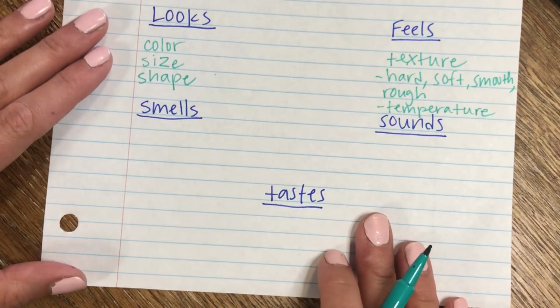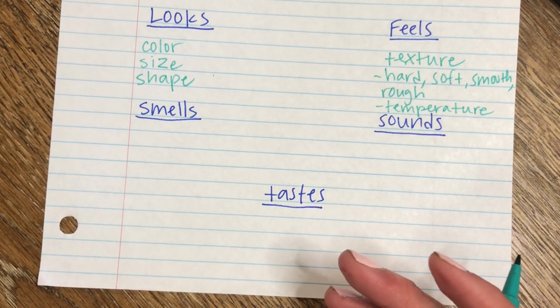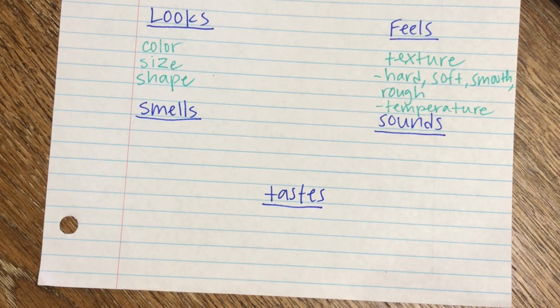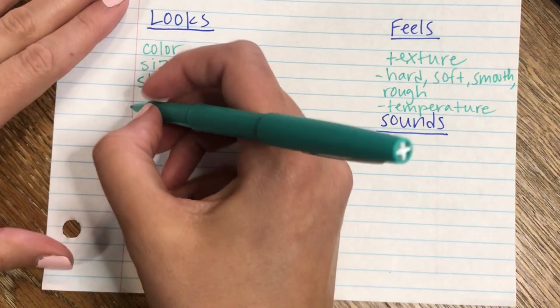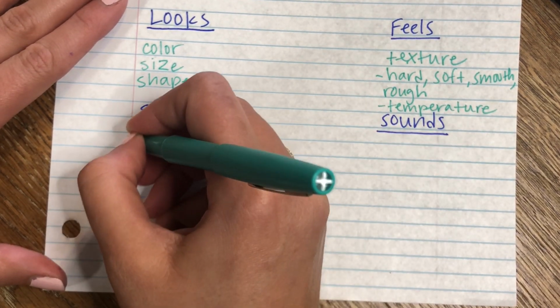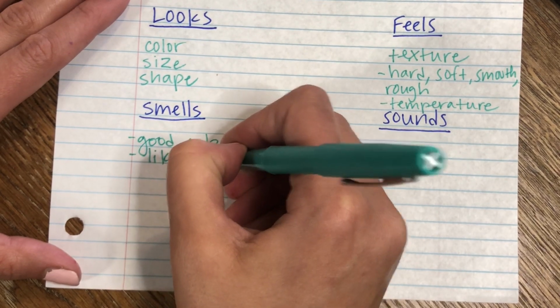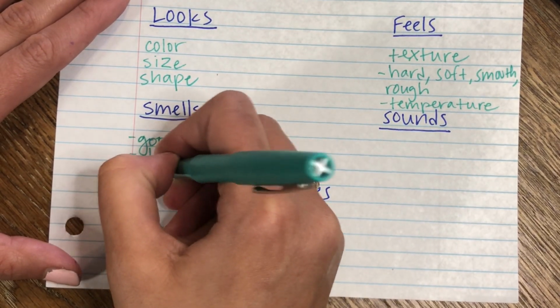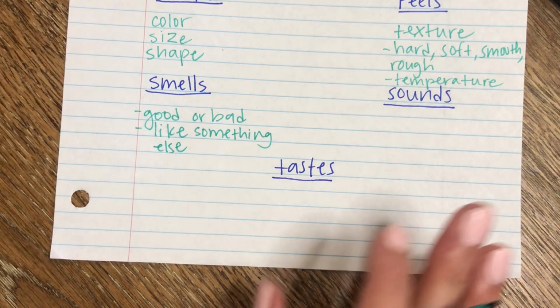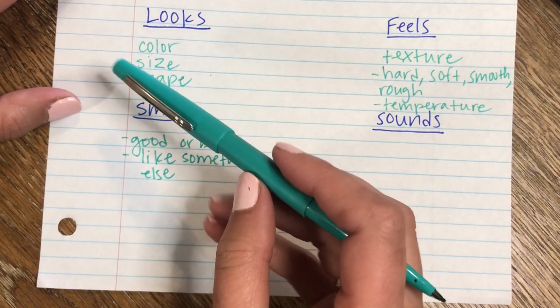Okay? As far as smells, I could say it smells like whatever. So I could say it smells like grass. If I'm talking about a soccer ball, it smells like rubber. It doesn't smell bad, but it doesn't smell good. So you can describe it using smells. So good or bad, or like something else. So it may smell like grass. It may smell like cookies. It may smell like fresh air. It may smell like all of these different things, all of the different ways we could describe smell.